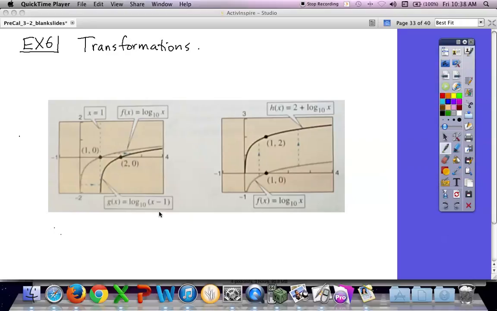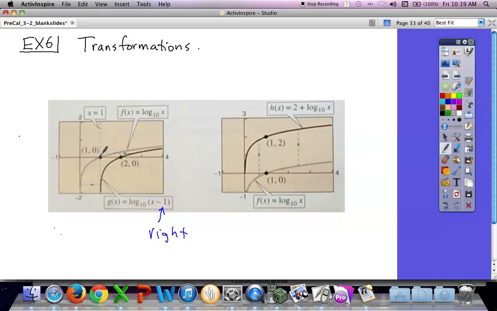Subtracting 1 inside a function is which kind of a shift? Horizontal to the right. Inside the function is left or right. So that is right 1. Right. Okay. Now notice if the graph shifts to the right, then the asymptote has to shift to the right too. A horizontal shift will move a vertical asymptote 1 to the right.